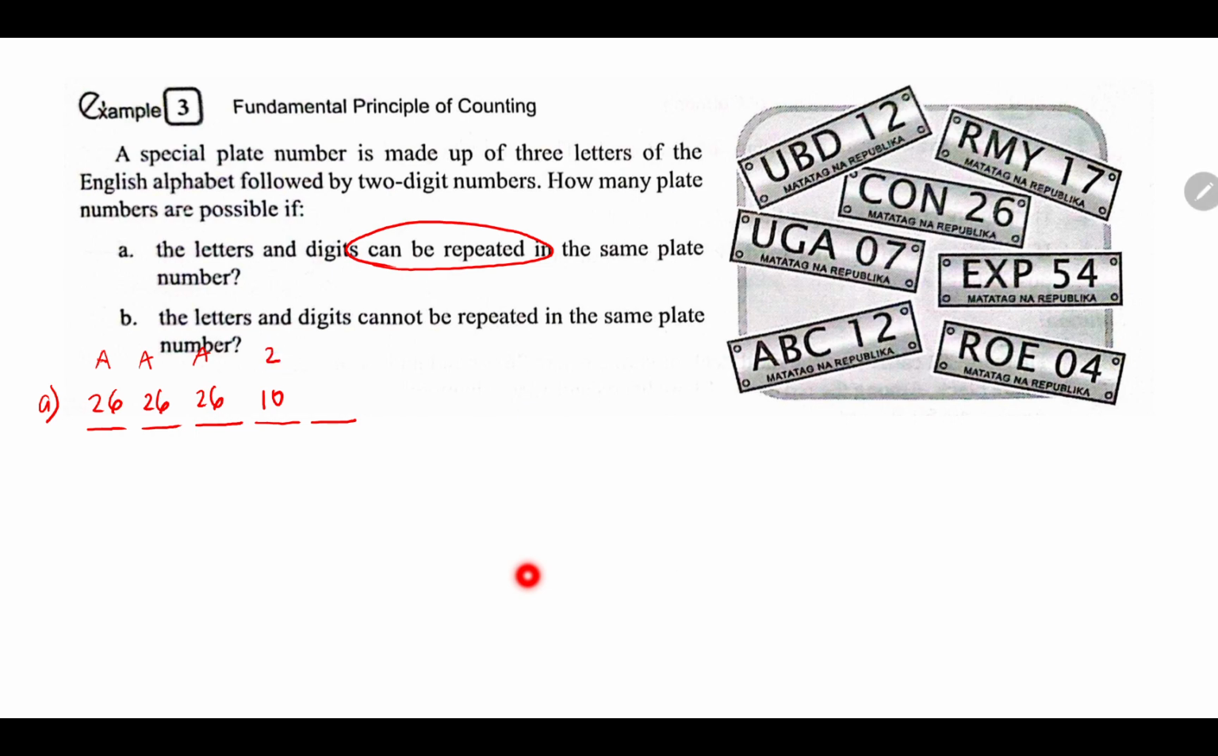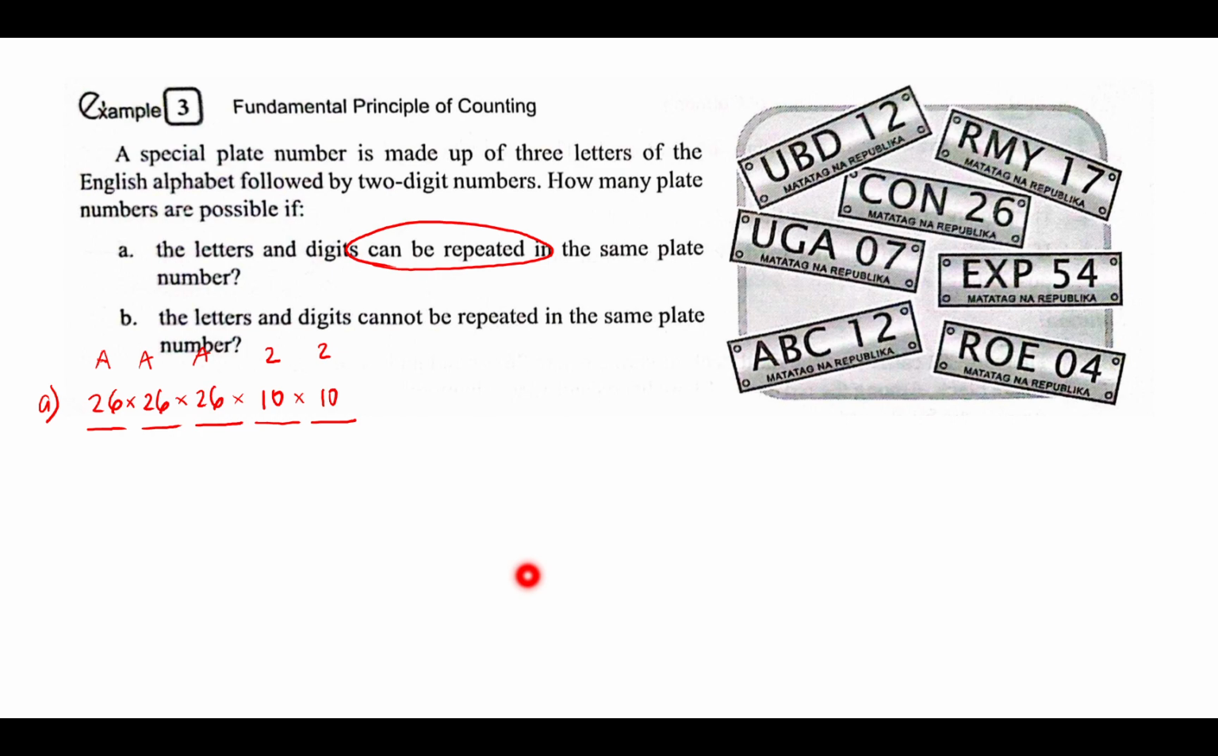How about the second digit? Since that can be repeated, we also write 10, because 2 is also a possible digit, since it can be repeated. Therefore, according to the fundamental principle of counting, we simply multiply all of this to get the possible number of plate numbers.